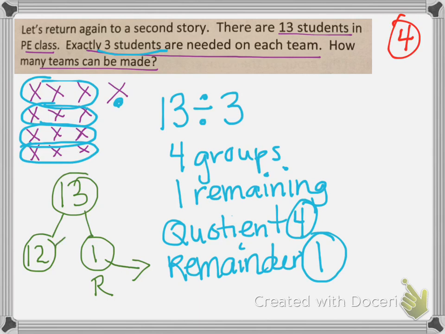The 12 represents the total number of students in a group, in all of the groups. So in this case, this is all the students that got into a group. This is the 1 student who's not in the group. That is the remainder. And if you notice, 12 plus 1 is 13.